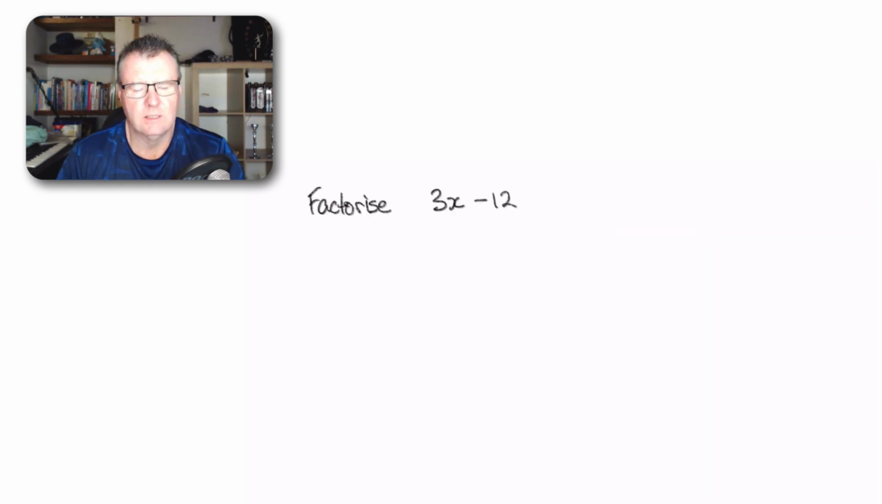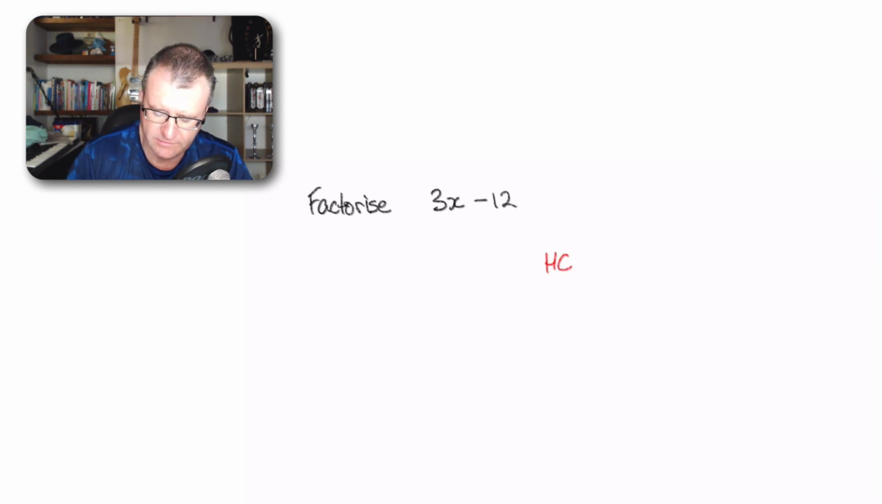All done. Alright, so factorizing is just the reverse of expanding. So we're going to end up with some brackets. They're like the inverse of each other, the reverse. So I'm looking for the highest common factor of each term. So I've got 3x as one term, minus 12 is another term.